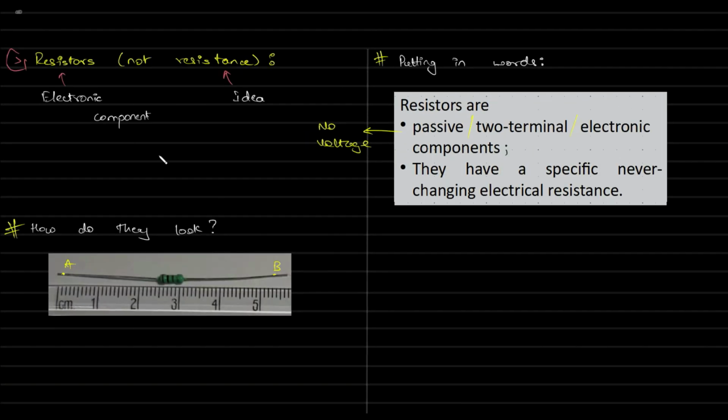Again, resistors are electronic components with two terminals, in different sizes. This is not the only one. This one pretty much can't fit in your phones. If you put many of them, they occupy a lot of space. So you can imagine a much smaller version as well. They have a very specific, non-changing electrical resistance. That's pretty important to remember.